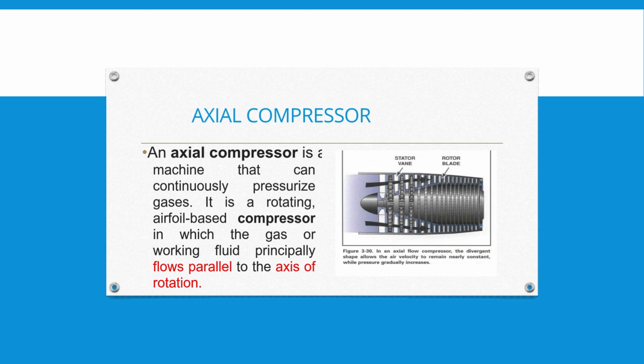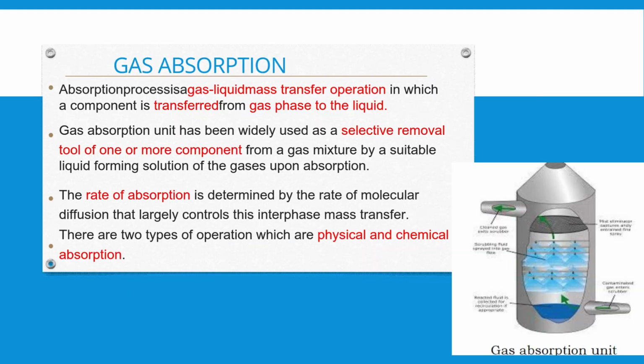rotation. Absorption process is a gas-liquid mass transfer operation in which a component is transferred from gas phase to the liquid. Gas absorption unit has been widely used as a selective removal tool of one or more component from a gas mixture by a suitable liquid-forming solution of the gases upon absorption. The rate of absorption is determined by the rate of molecular diffusion that largely controls this interphase mass transfer.